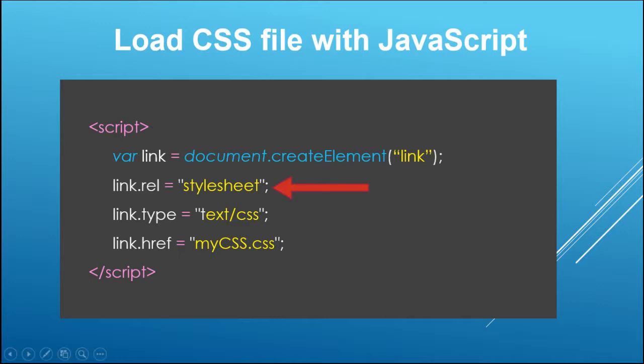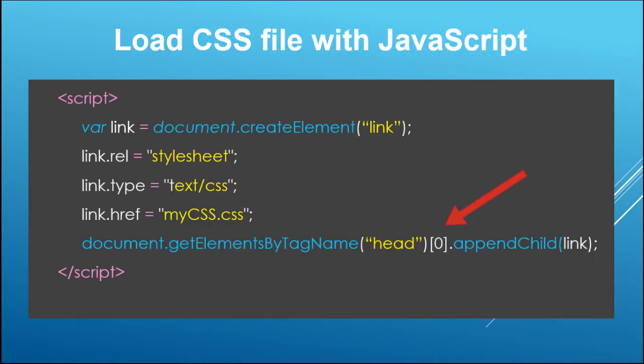Add the property to create the relation of the file with the document. Add the property to specify the type of content to load. Add the link of the CSS file to load. The last step is to apply the link object to the page and load the CSS file. You have to call the appendChild method, which adds the link tag under the specified element of your choice. If you want to add the CSS file in the head section, you have to specify the head element.